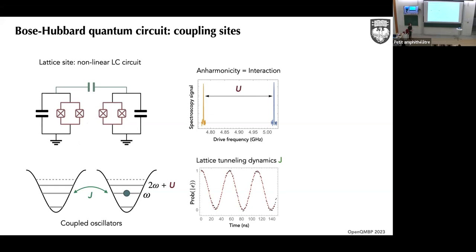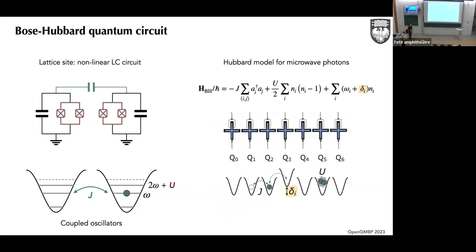So we can combine these two ingredients, the on-site interaction from the Josephson junction and the tunneling dynamics given by our capacitor, and we can reach the one-dimensional Bose-Hubbard model, where again we have a tight binding lattice where the lattice sites are these blue crosses. These are our transmon qubits, and we have our quantum particles. The photons are tunneling between different lattice sites and are experiencing strong on-site interaction because of the Josephson nonlinearity.